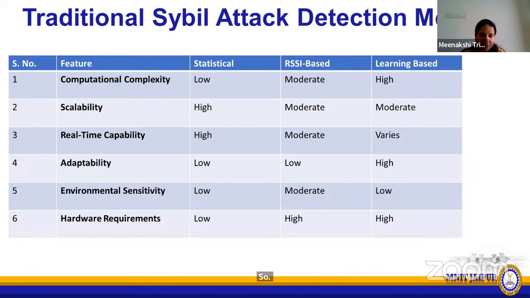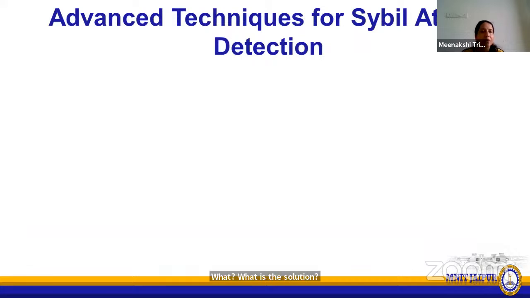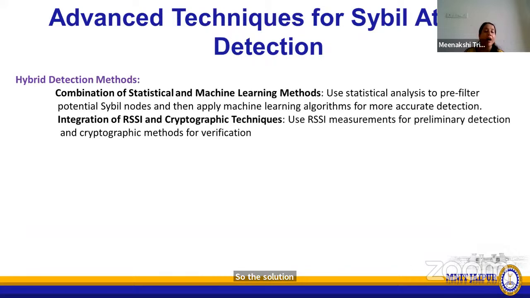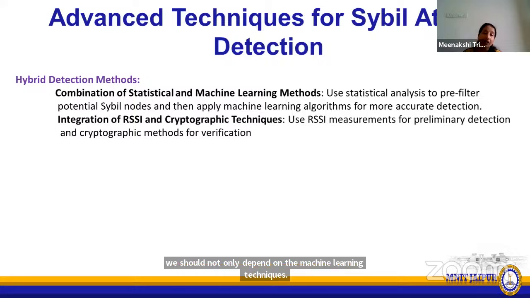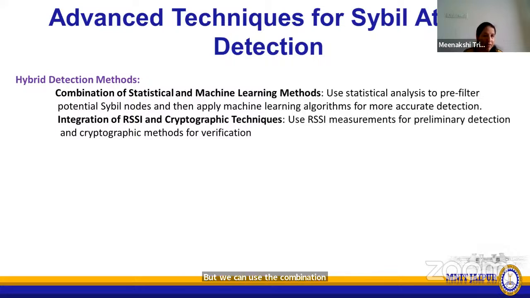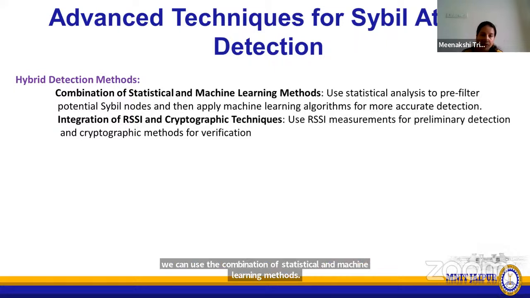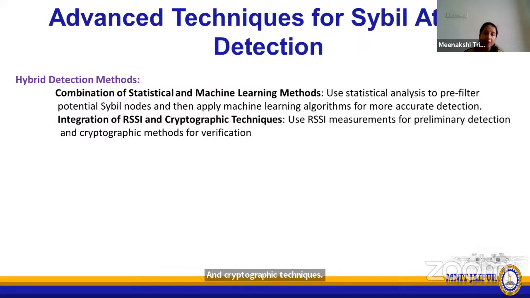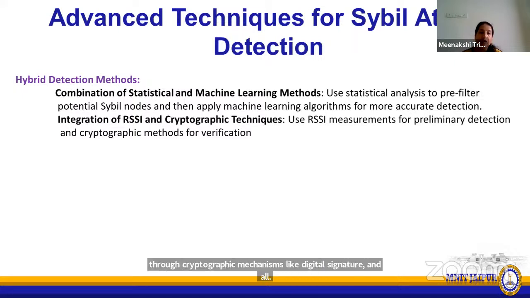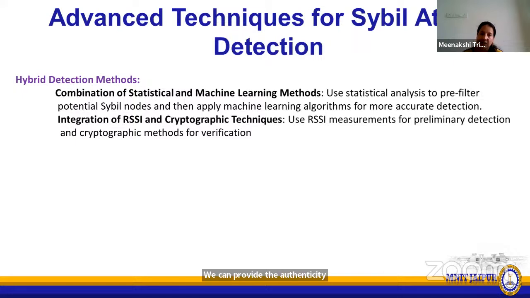So what is the solution? The solution is that we can use some kind of hybrid detection method, so that we are not only dependent on the machine learning techniques, but we can use a combination of statistical and machine learning methods. We can use a combination of RSSI and cryptographic techniques. Cryptography plays an important role here because through cryptographic mechanisms like digital signatures, we can provide authenticity to a particular node. And Sybil node is mainly an attack on the authenticity of a node.